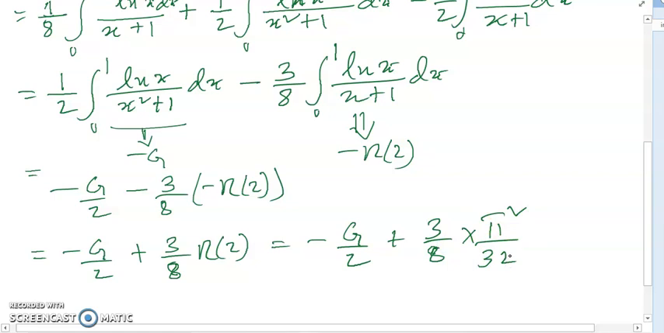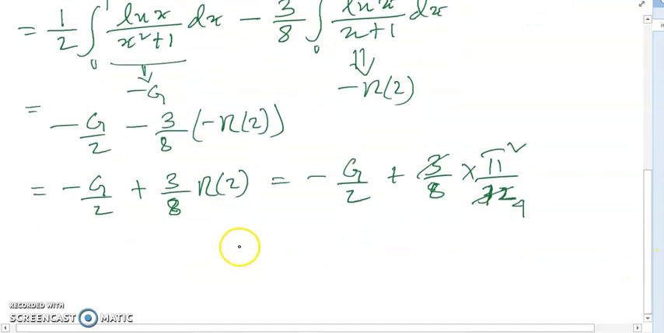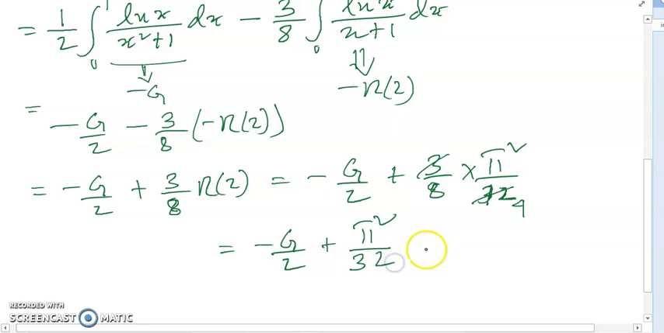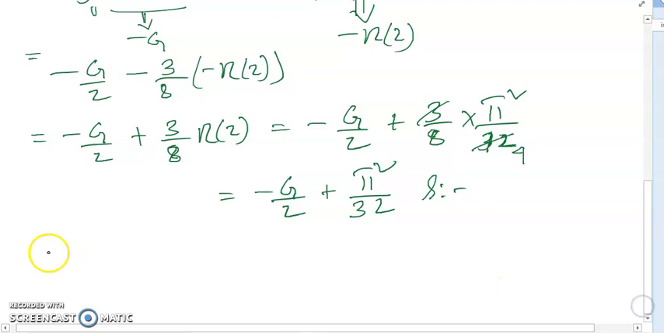Okay, pi square by 32, sorry, pi square by 12. Okay, so it is cut, so it is 4, so it is minus G by 2 plus pi square by 32. Okay, this is my answer.